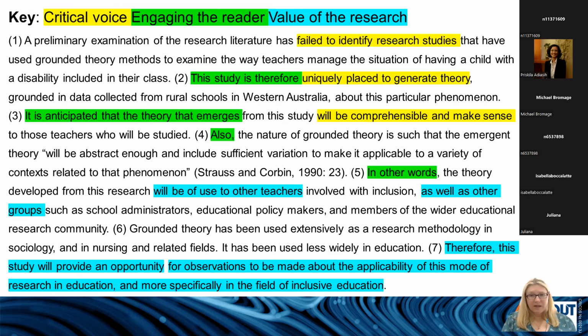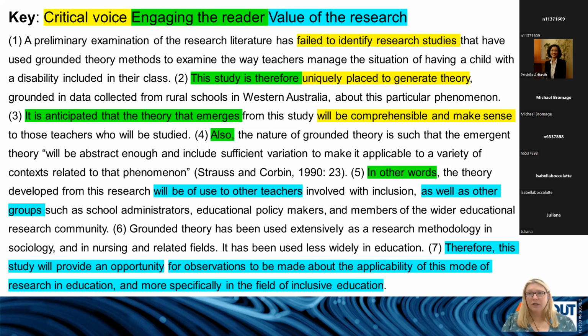I've missed a sentence there. You can see that should be 8 sentences with my numbering. Sorry about that. All right, so you've got critical voice in yellow, engaging the reader in green, value of the research in blue. What do you think? Do you agree with me?